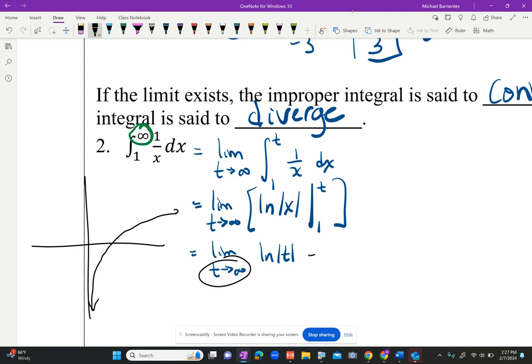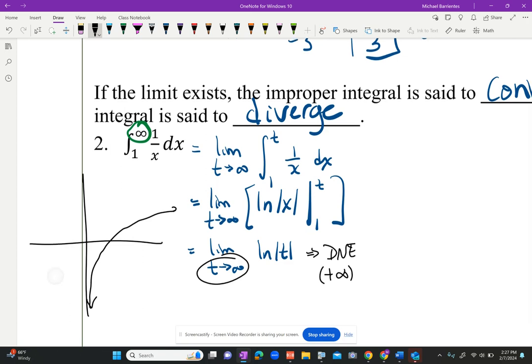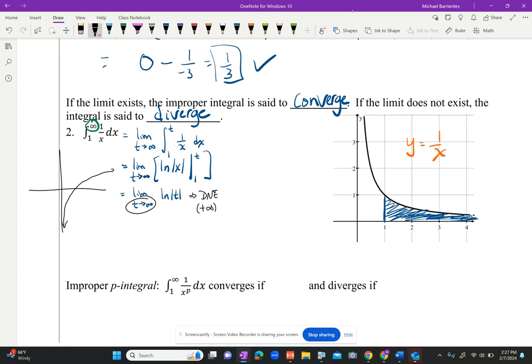So this limit does not exist because it grows without bound. So therefore, this area here never has a finite answer. It goes on forever. It goes to infinity. And so I can say that this improper integral diverges.